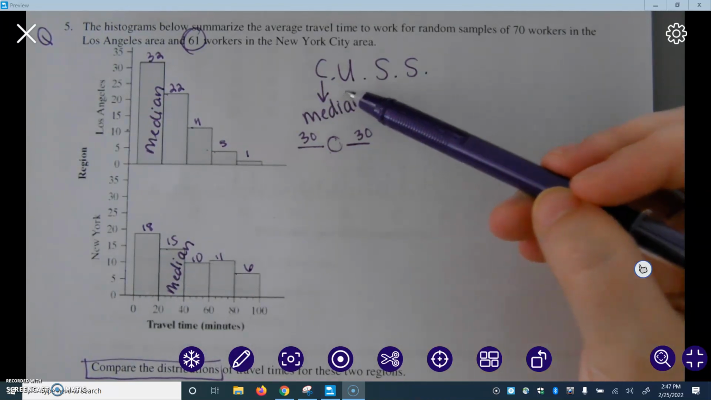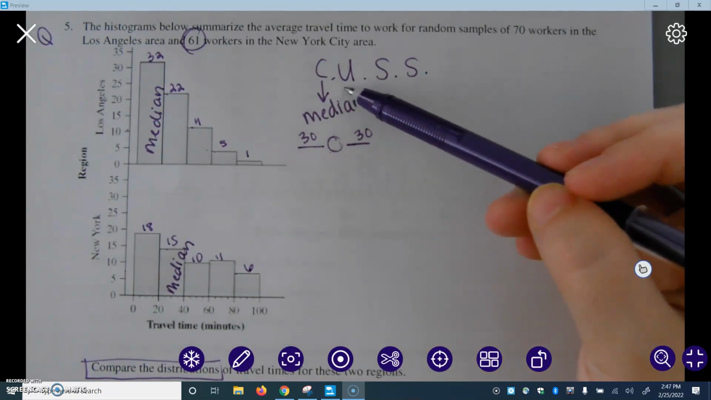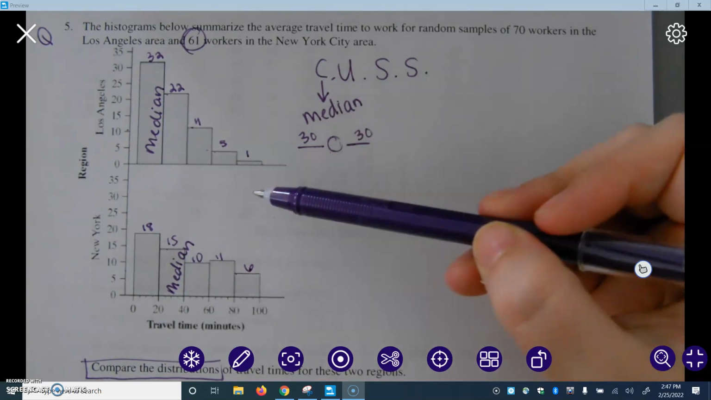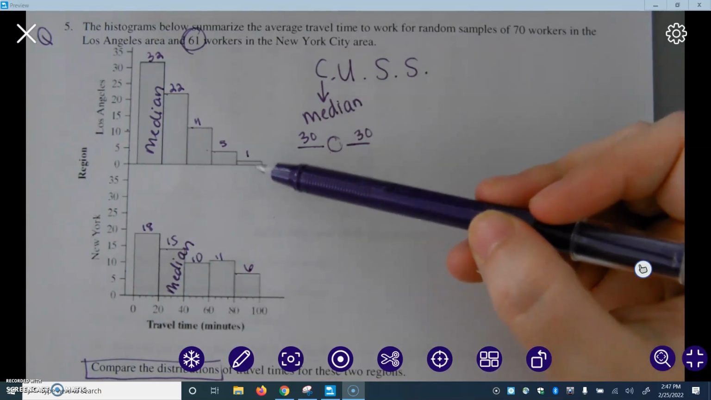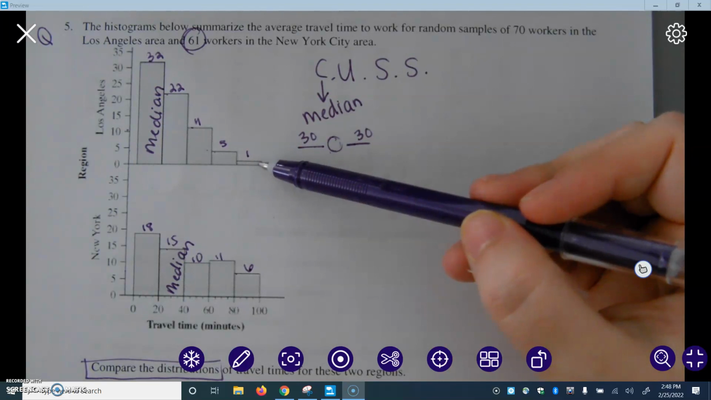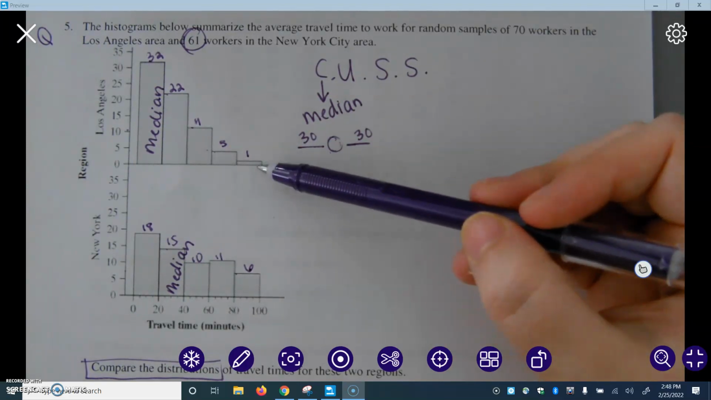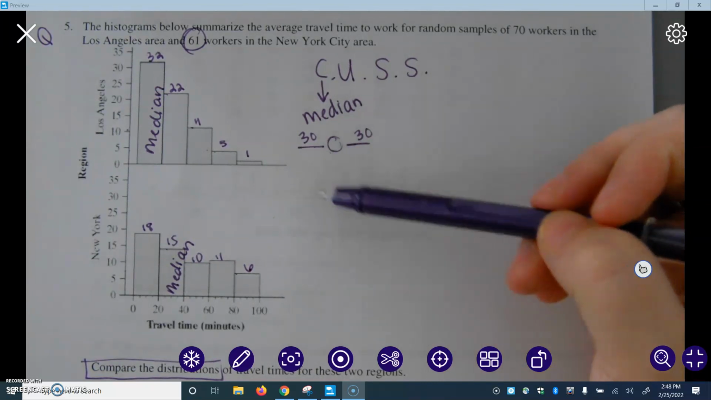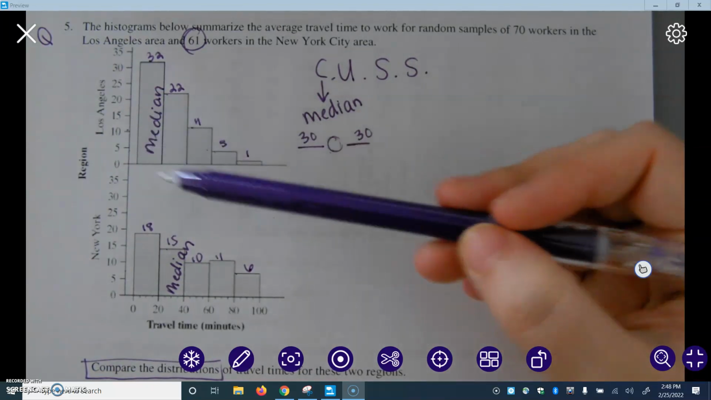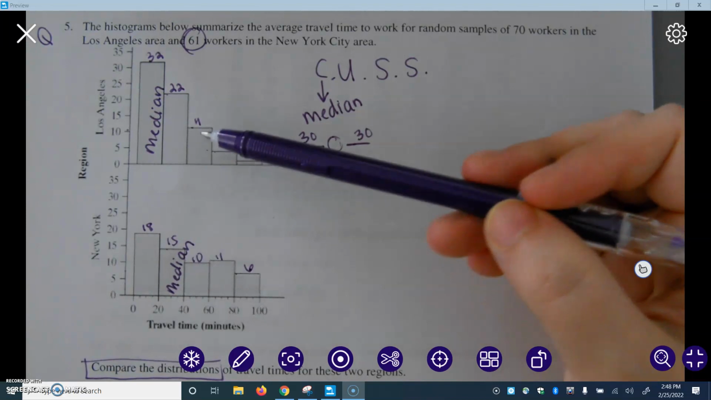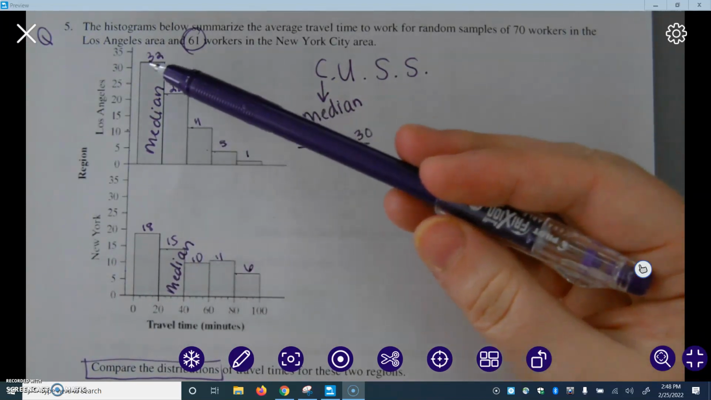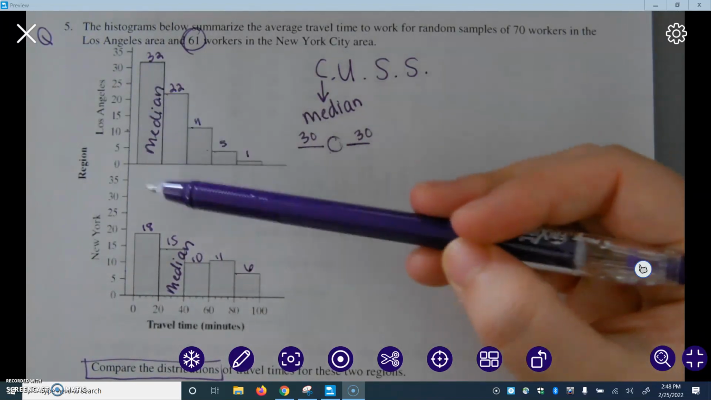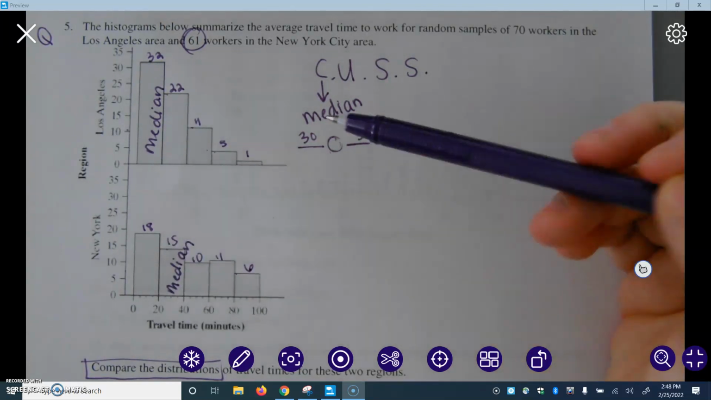Any unusual features? I wouldn't even necessarily call that an outlier because there's not like a gap or anything, but you could just say there are no unusual features, or you could say both graphs are unimodal, or there's a mode somewhere in this first bin for both of them.